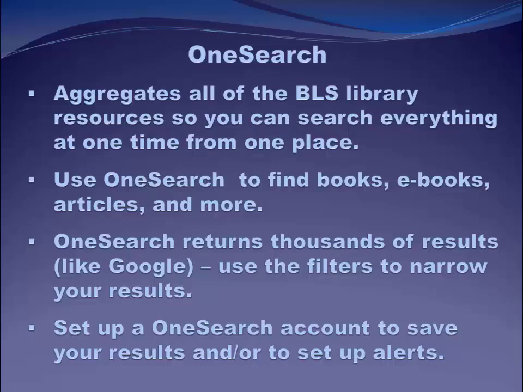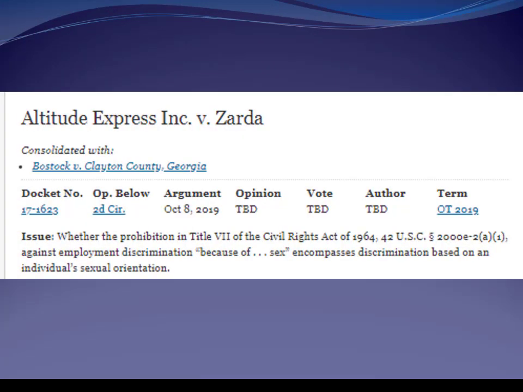And then I'll show you how to set up an account, and that's useful so that you can save your searches and save the documents that you pull so you don't have to recreate the wheel every time you go on OneSearch. Let's take a quick look at how OneSearch works to search an actual legal issue. So again, here in a nutshell is the issue the Supreme Court will consider in the Zarda case: whether the Title VII prohibition against employment discrimination because of sex encompasses discrimination based on an individual's sexual orientation.